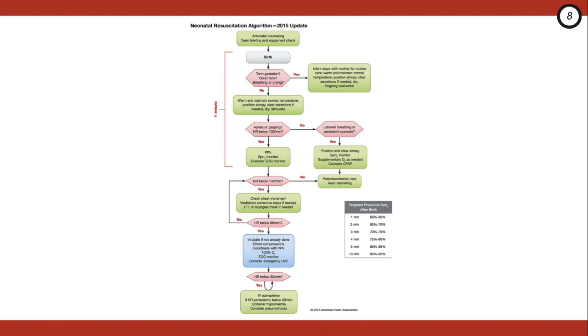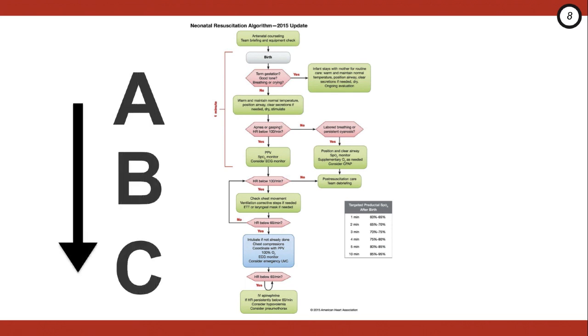I found what has helped me is to look at the overall picture. And guess what? It follows A, B, C. The focus is on recruitment of the lungs, oxygenation, and ventilation. It goes from minimally invasive interventions to more invasive. This makes sense. Some of the things we do cause harm, and we want to give the infant the best chance to succeed on their own.